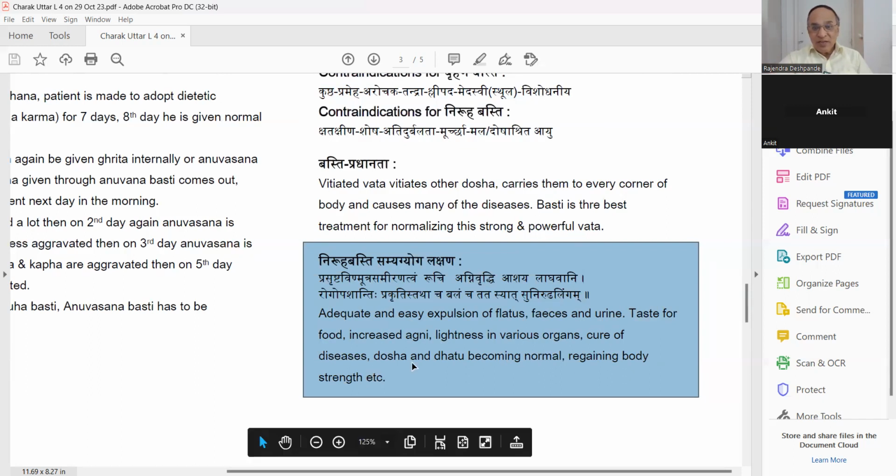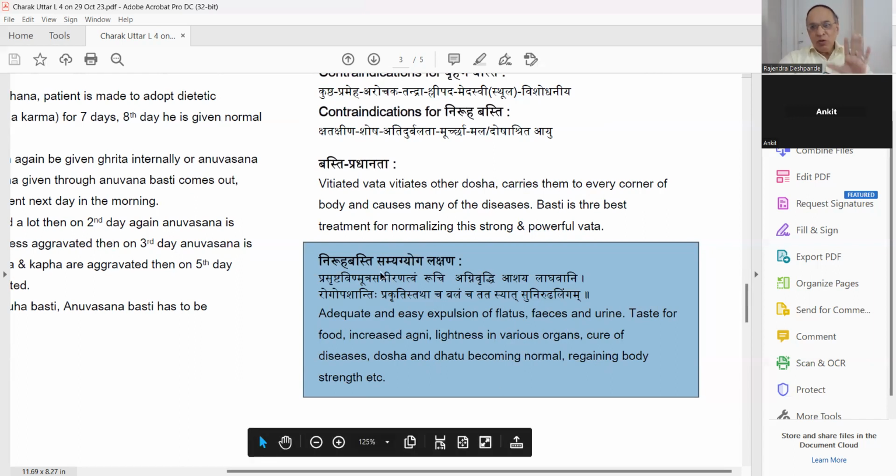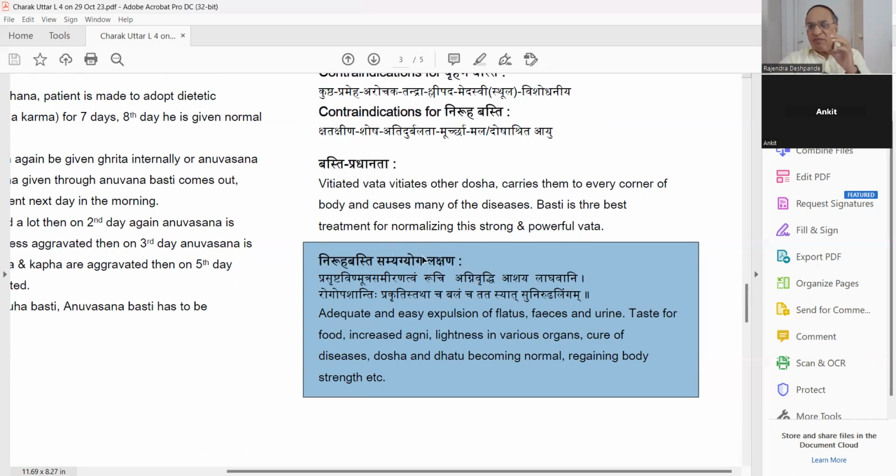Lightness in the various body parts. Cure of the diseases. Dosha and dhatu becoming normal, Samyavastha, and regaining the body's strength. These are the benefits when your Niruha Basti is excellent treatment. Niruha Basti Samyak. Samyak means very proper. Okay.